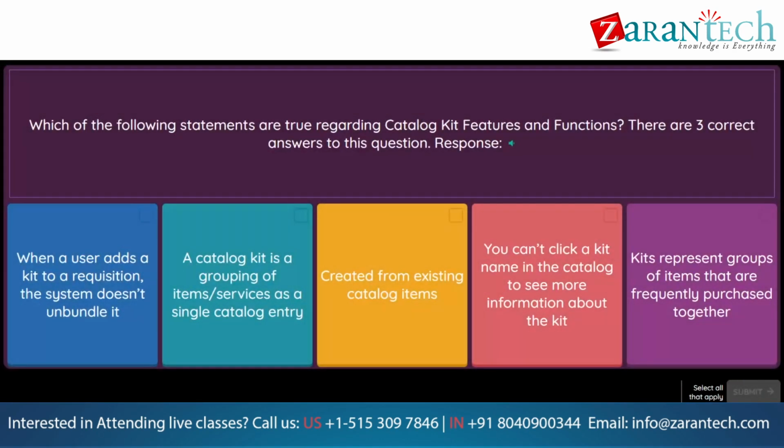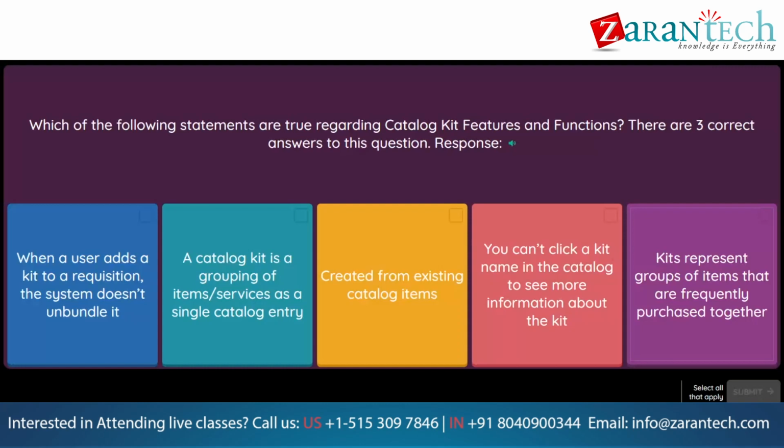Question: which of the following statements are true regarding catalog kit features and functions? There are three correct answers to this question. Response. Option 1: When a user adds a kit to a requisition, the system doesn't unbundle it. Option 2: A catalog kit is a grouping of items/services as a single catalog entry. Option 3: Created from existing catalog items. Option 4: You can't click a kit name in the catalog to see more information about the kit. Option 5: Kits represent groups of items that are frequently purchased together.